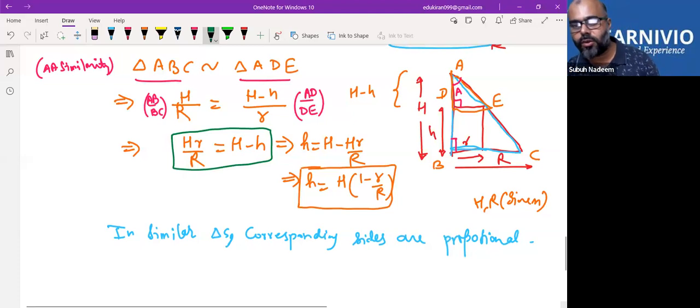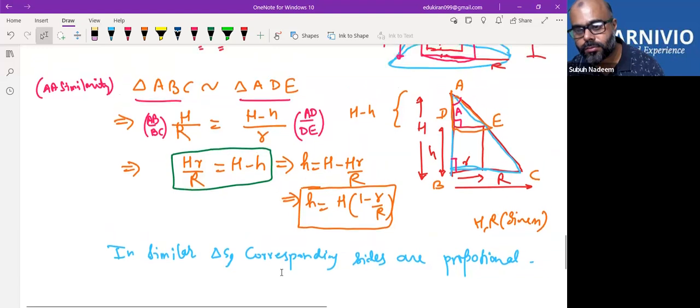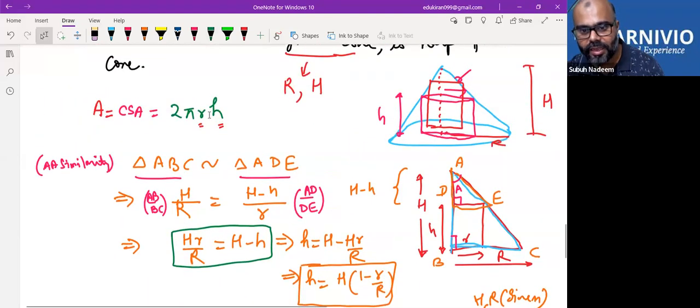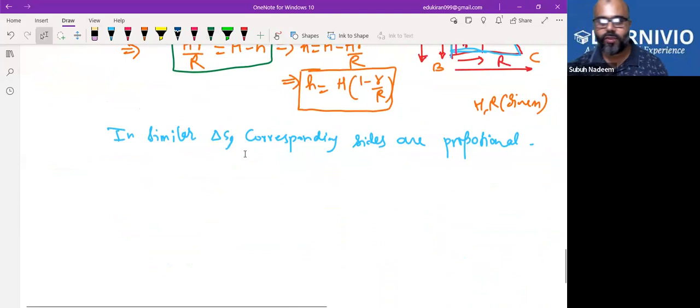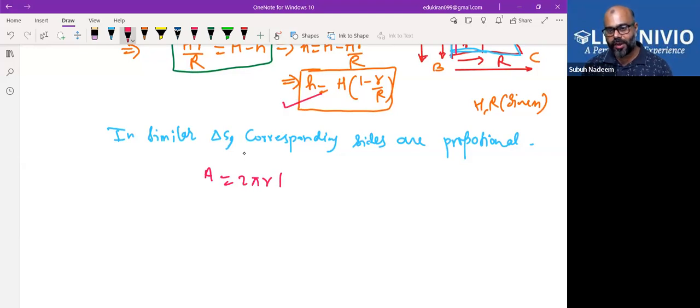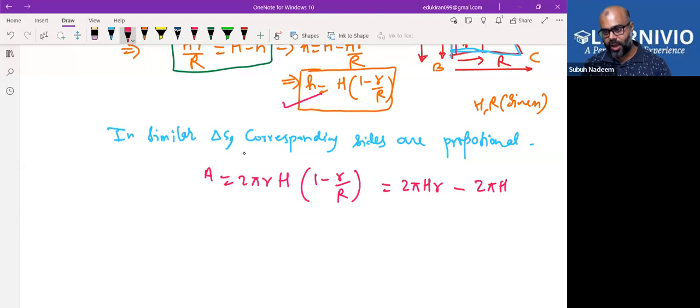Done. Written down. Yes, sir. Okay, so we have this A as 2 pi rh, right? So we can now write this A as 2 pi r, and h we will replace from here as capital H into 1 minus r by R, like this. So we write it like this. This can also be written as 2 pi Hr minus 2 pi Hr square by R. When you open the bracket, this is what you will get.